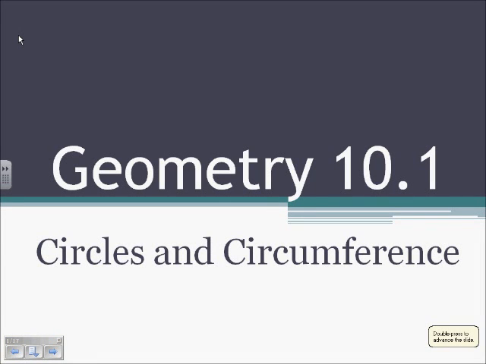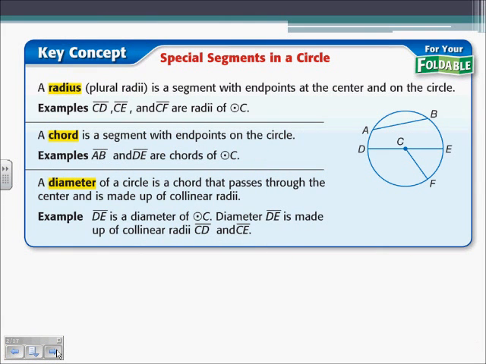Lecture 10.1 is on circles and circumference. We have a few special segments in a circle. First would be the radius. It's a segment with endpoints at the center and on the circle. Plural of radius would be radii.